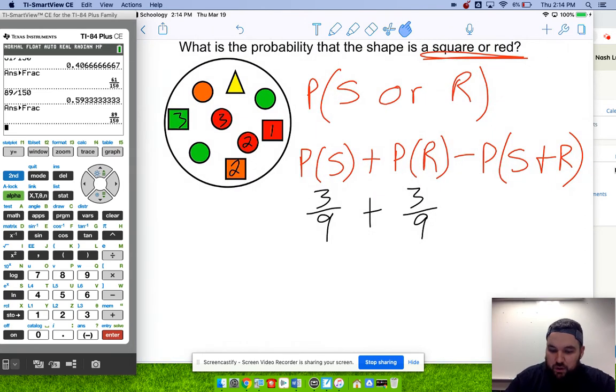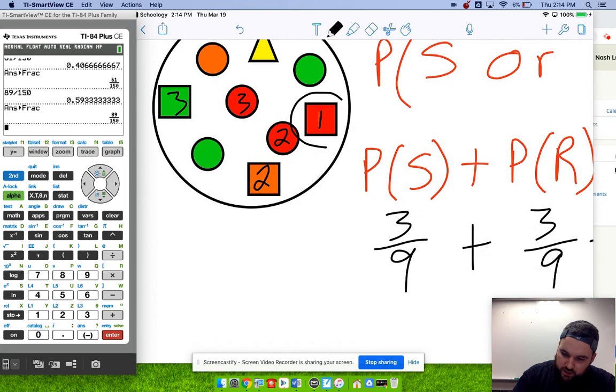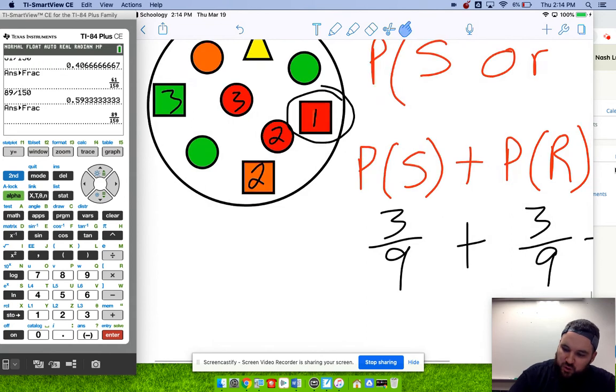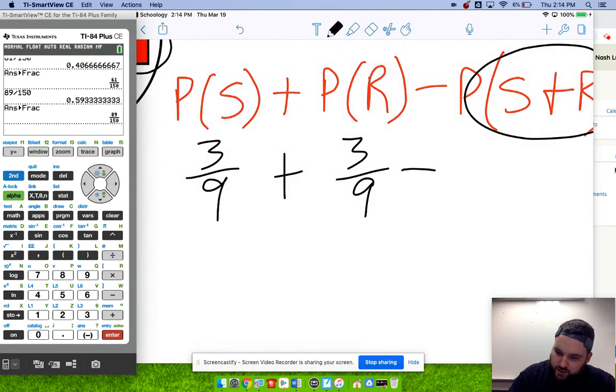But the problem is there's not 6 items in that ring, right? Because right now 3 plus 3 is 6. I have to subtract off any shapes that are both square and red. And that's that one right there. So because this is both square and red, I double counted that, so I have to subtract off 1 out of 9.